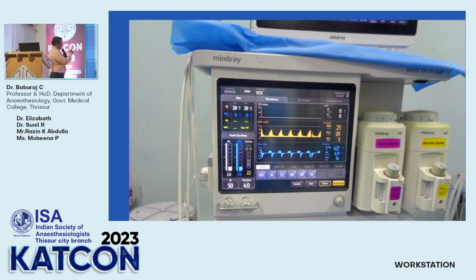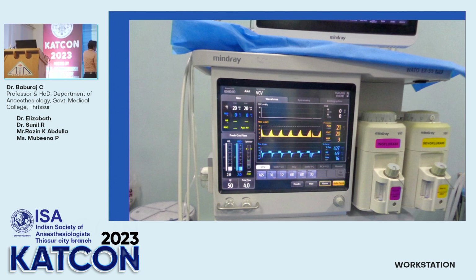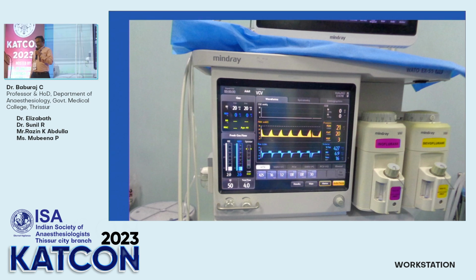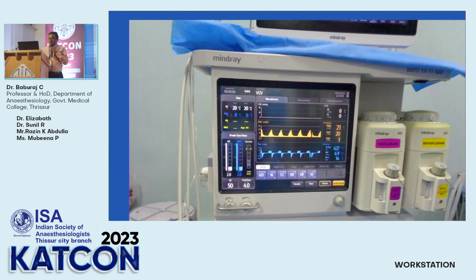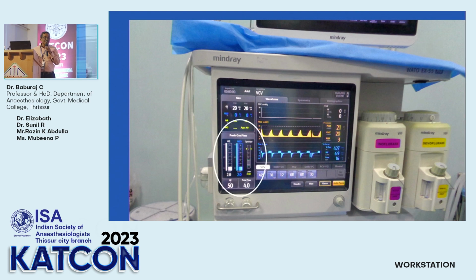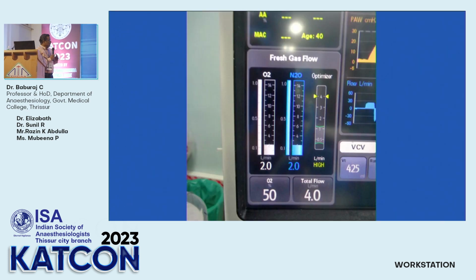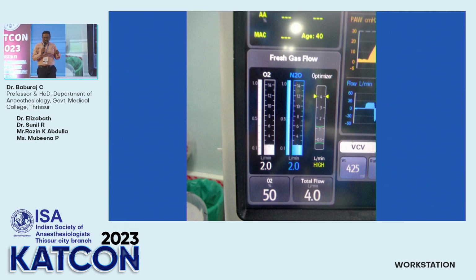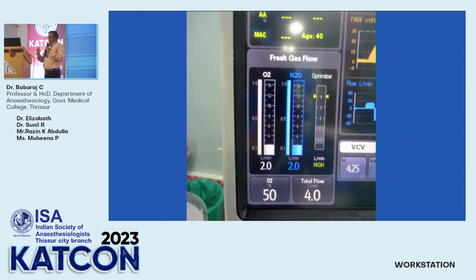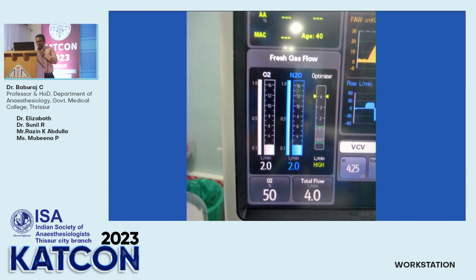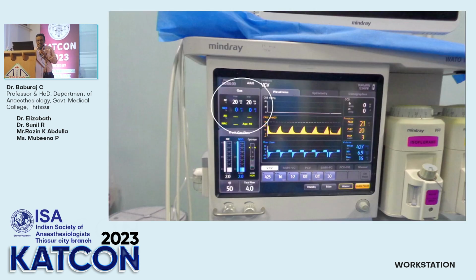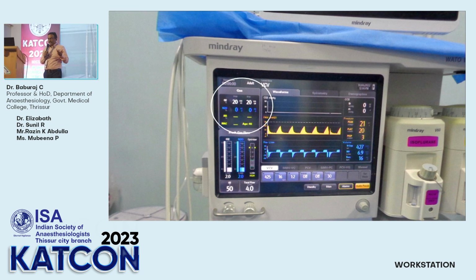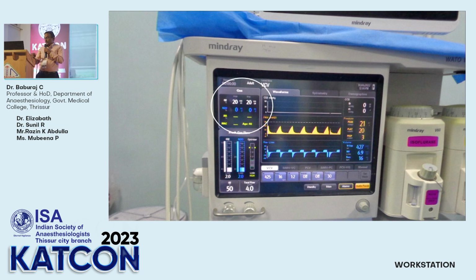What's the difference of this particular flow meter from the other one I showed? This is called a virtual flow meter. You don't see any bobbin. Here, you actually select the total flow and then percentage of oxygen rather than selecting different flows. Okay? And the most modern machines are having this virtual flow meter. And above that, you can see another panel. What is the importance of that panel? It tells you the inspired oxygen, nitrous oxide, and anesthesia gases also.